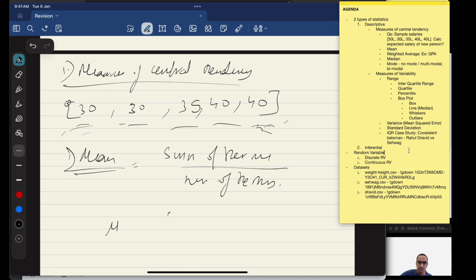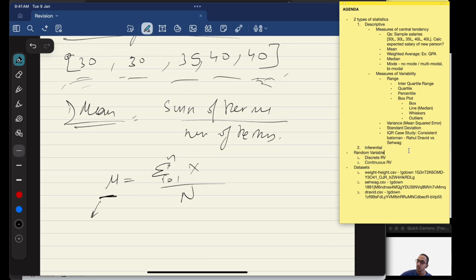The mean is defined using this Greek letter mu equal to sigma, i equal to 1 to n, x_i by n, where mu is the population mean. Just think of it as mean. x_i, I'm sure you know what sigma, i equal to 1 to n means. It just means that we are summing all the values.